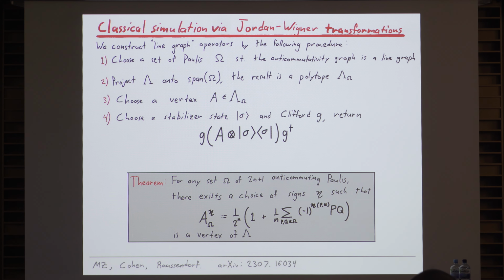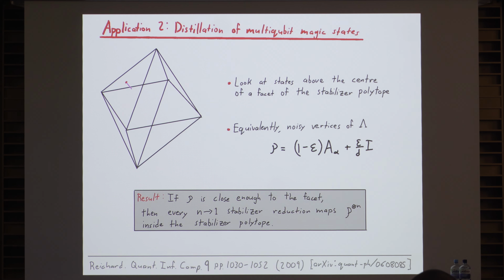So this is the goal. We're going to try to expand the scope of efficient classical simulation by characterizing more vertices. But this is basically all we have so far. We're still working on this.